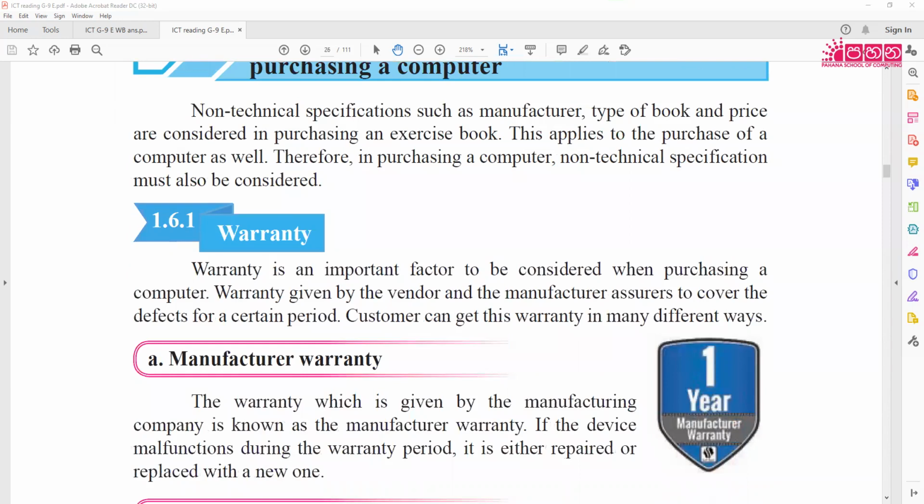Dhananji, what do you mean by warranty? Let me ask, any idea? What is a warranty?